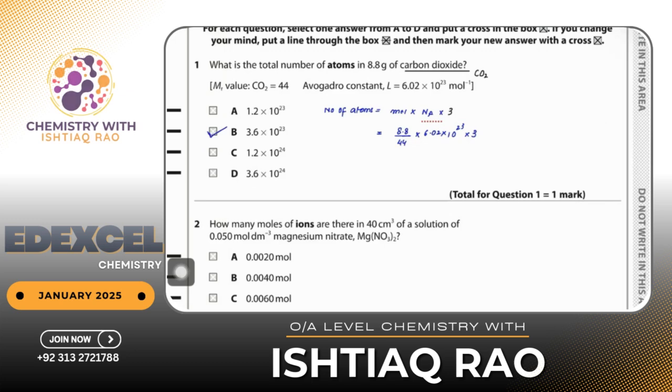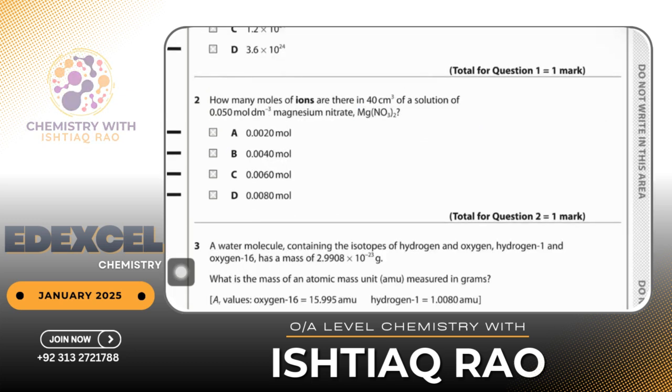Good. Okay. How many moles of ions are there in 40 cm cube of a solution of 0.05 mole per dm cube magnesium nitrate? So first of all, again, you have to calculate the moles first, right? So mole of magnesium nitrate is going to be 40 divided by 1000 multiplied by the concentration. It would give you the number of moles of magnesium nitrate.